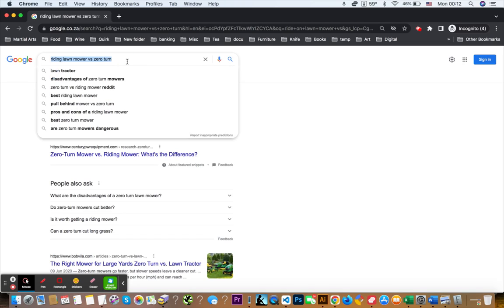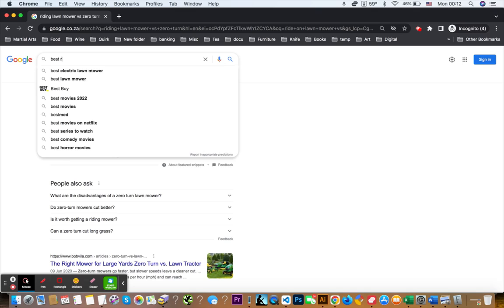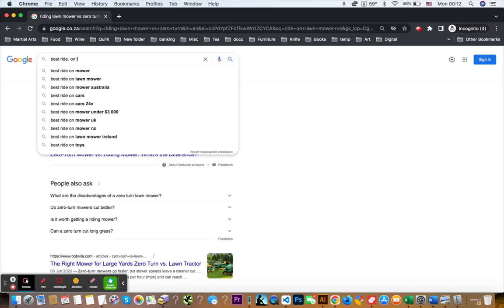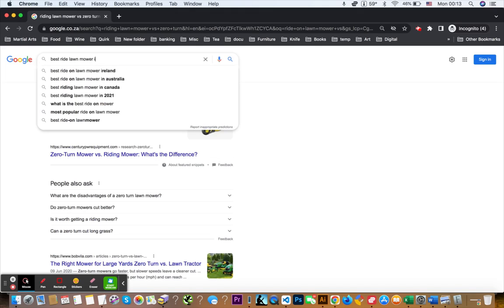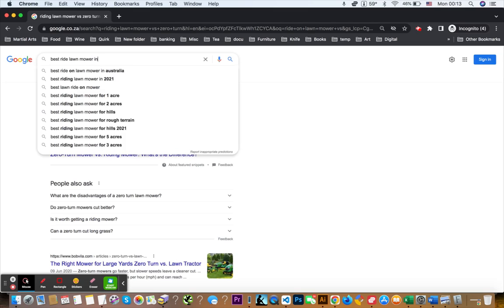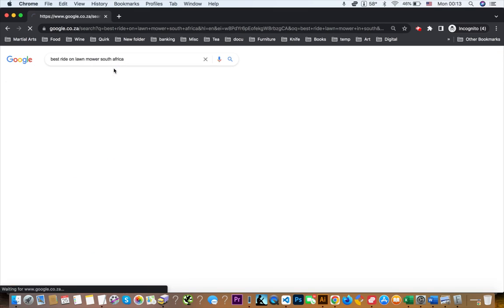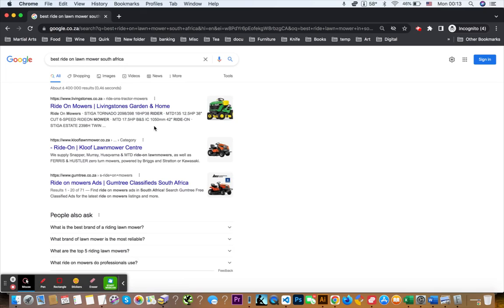The next stage would be the intent stage. So now let's pretend I chose the ride on. Best ride on lawnmower. So I left it, you just go, for instance, the best ride on lawnmower in South Africa. There we go. And now we would start seeing brands. Now this is where really the brands take the center stage and the main differentiation and the conversion optimization.